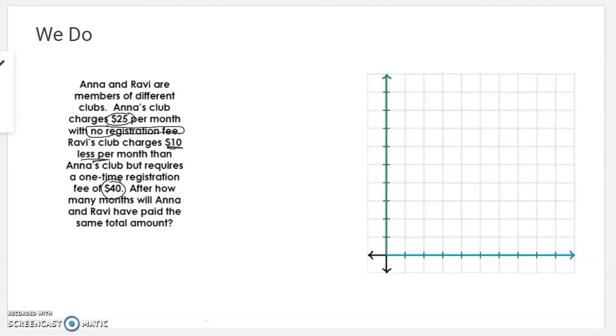So remember, we're going to graph how many months and their cost. And if you have a unit of time, I always suggest putting that on the x-axis. Always makes things easier. So 1 month, 2 months, 3 months, 4 months, 5 months, 6, 7, 8, 9, and so on.